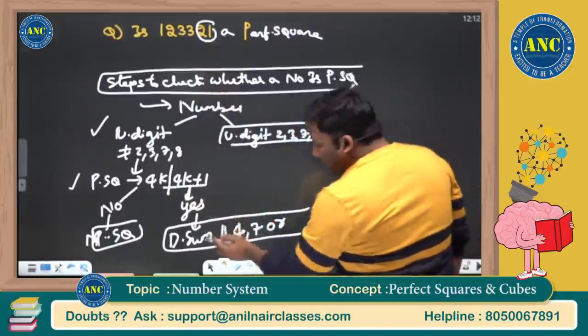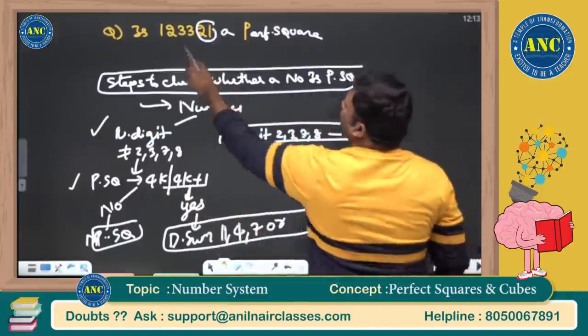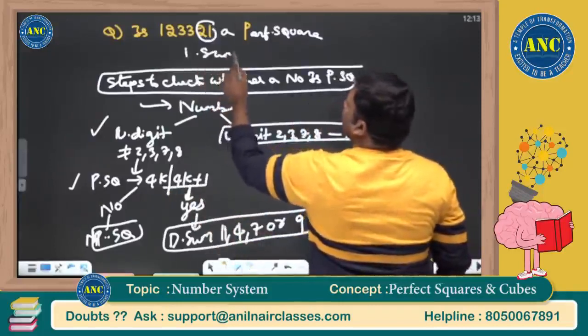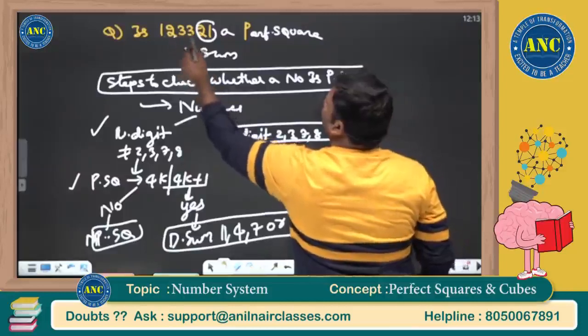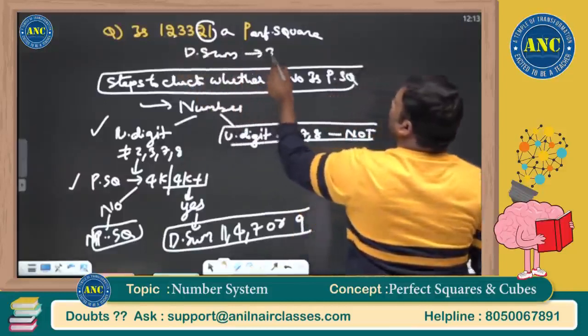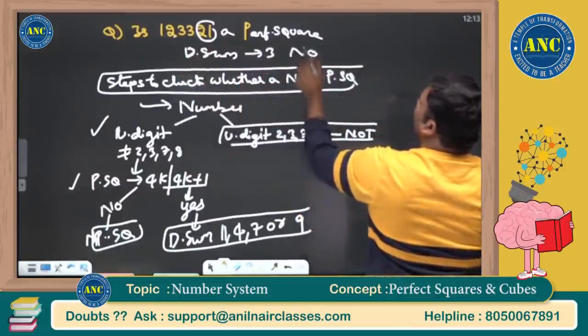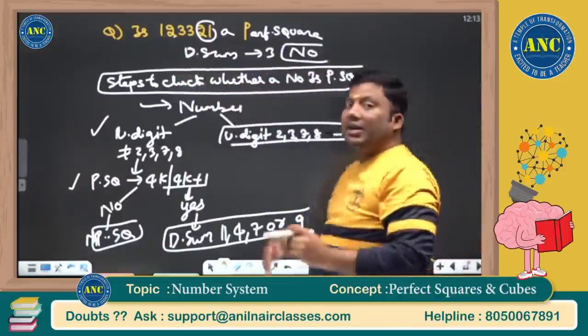Answer is yes. Now apply digital sum. What is the digital sum of this question? Digital sum of this question is 3, 9, 11, 12. Digital sum is 3. Then it is not a perfect square. I hope the idea is clear.